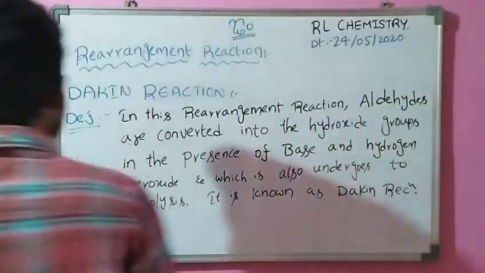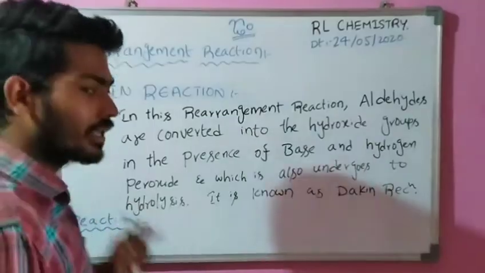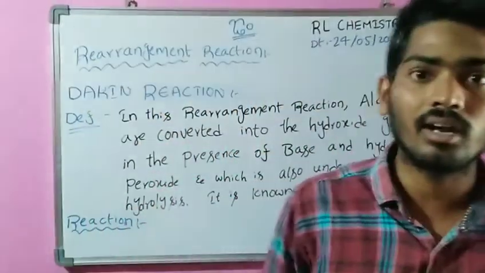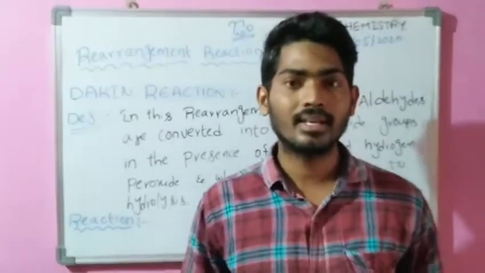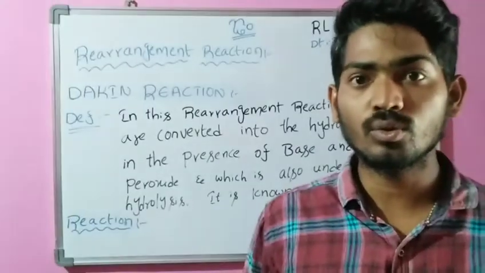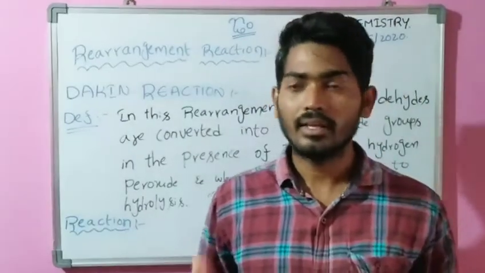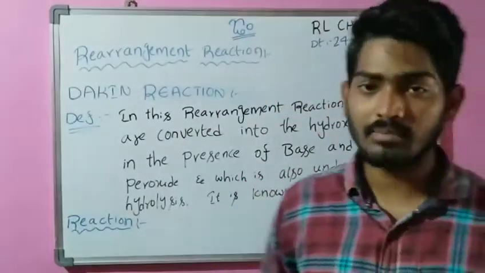Definition. What is the definition? Simply, in the Dakin rearrangement reaction, aldehydes are converted into hydroxyl groups in the presence of base and hydrogen peroxide, which undergoes hydrolysis. Then this reaction is known as the Dakin rearrangement reaction.